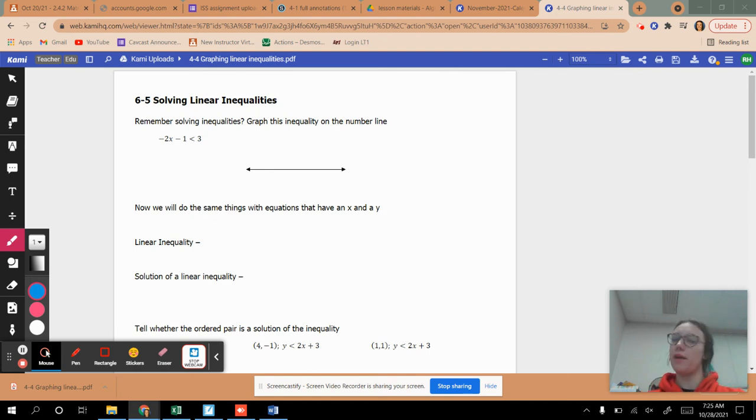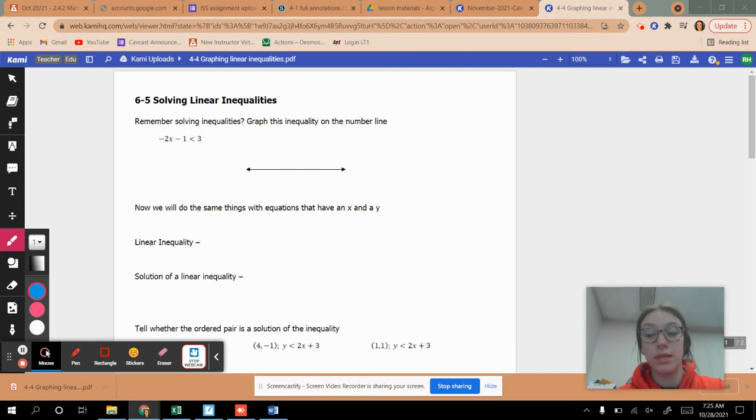So this says 6-5, solving linear equations. This is lesson 4-4, so it is the fourth lesson of chapter 4. We'll have one more after this and then some review. So it says solving linear inequalities. We were solving systems of equations, looking at where two lines cross on a graph. This is where we're going to be looking at how linear inequalities look on a graph. So let's dive into some definitions, talk about what it is, and then you'll see exactly what I'm talking about.